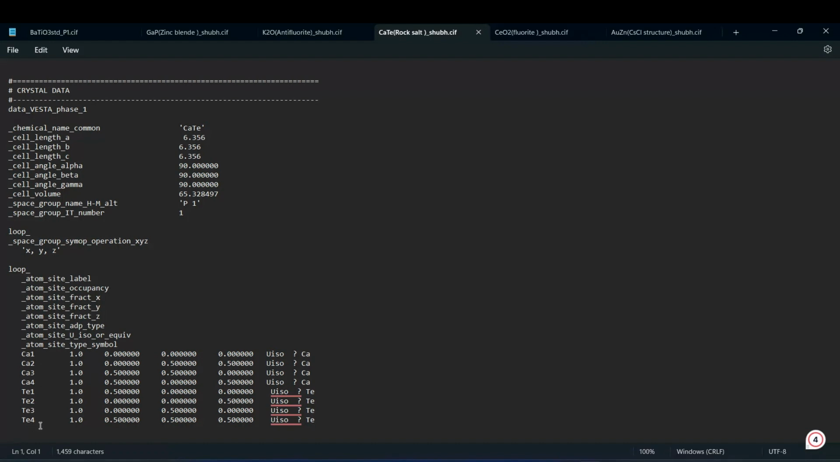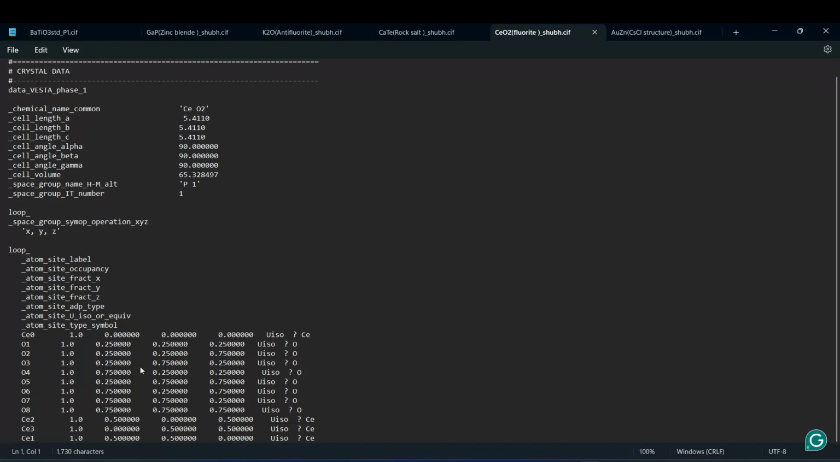So tellurium will make the FCC, and calcium will fill the octahedral voids. And next we have the CeO₂ structure, similar to this also. This is the fluorite structure. Basically, it is opposite: the metal will form the FCC, and the non-metal will be in the tetrahedral voids.